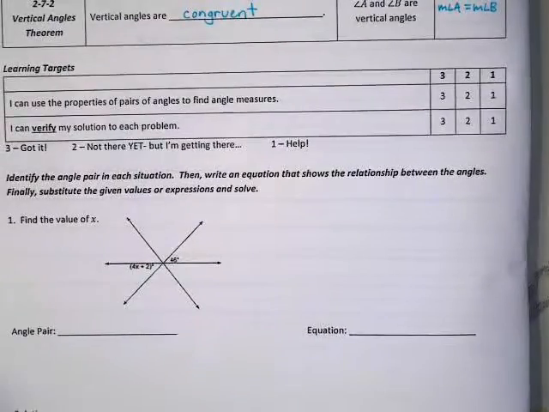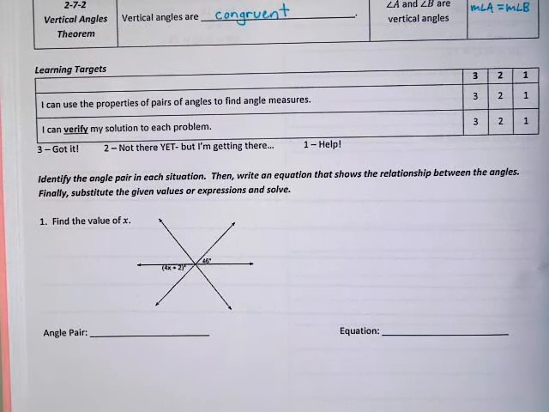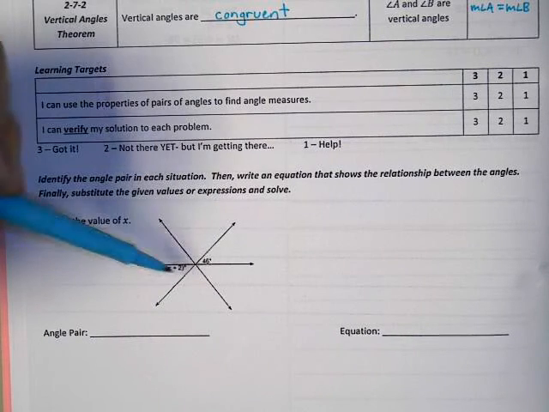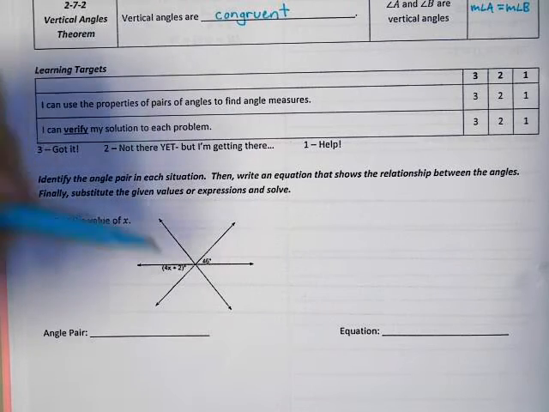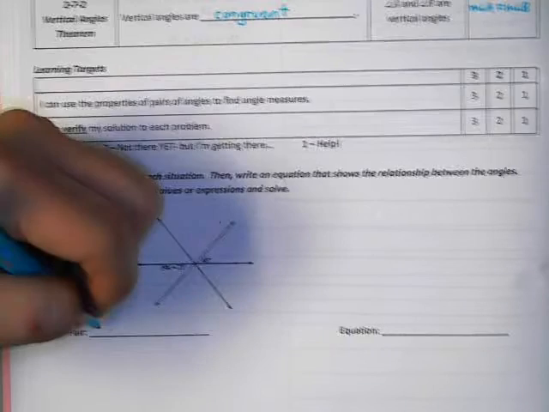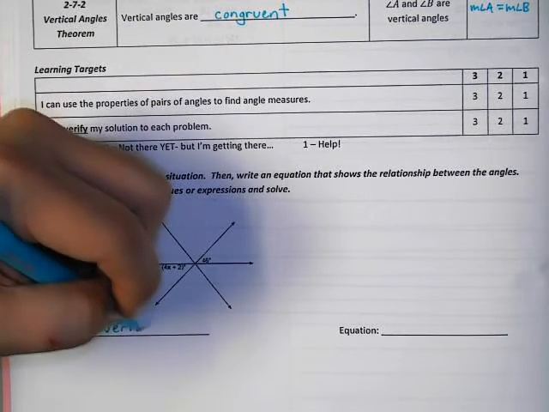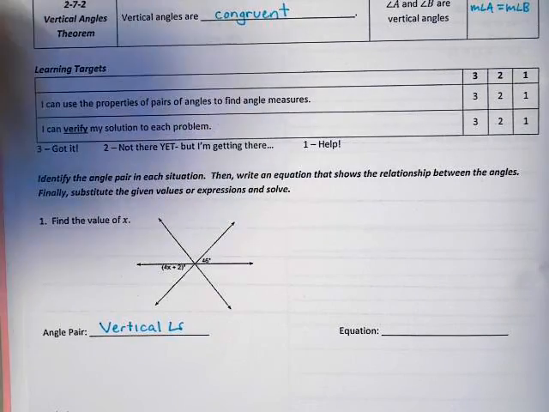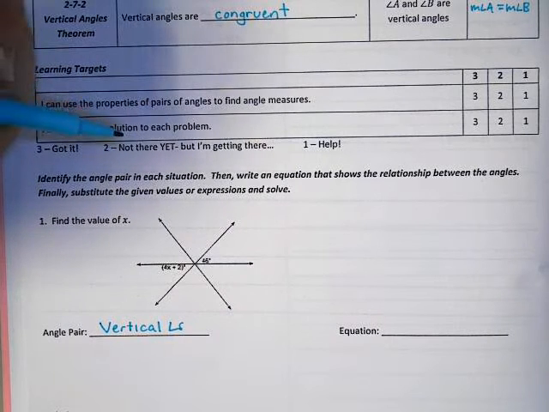We're going to do some example problems. When we look at something like this picture, I'm seeing multiple lines intersecting. I'm seeing angles that are across from each other. Hopefully you just see these are our vertical angles. Hints would be, again, intersecting lines. Vertical angles are formed by intersecting lines.